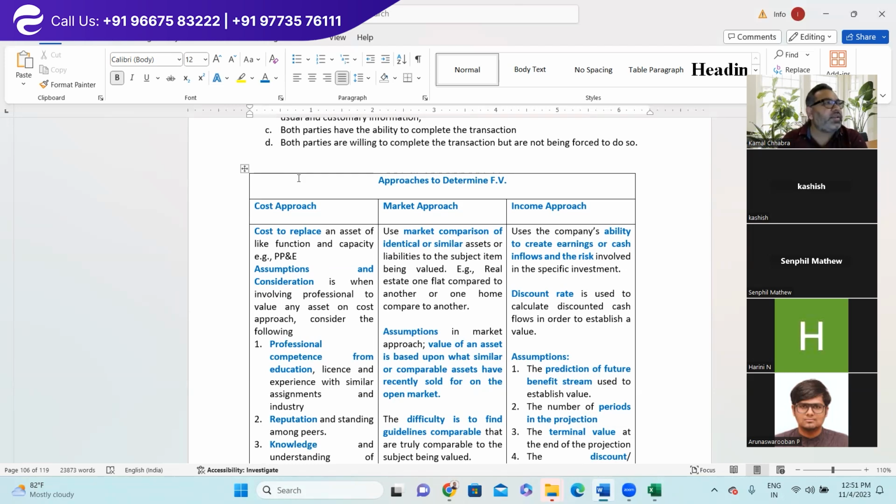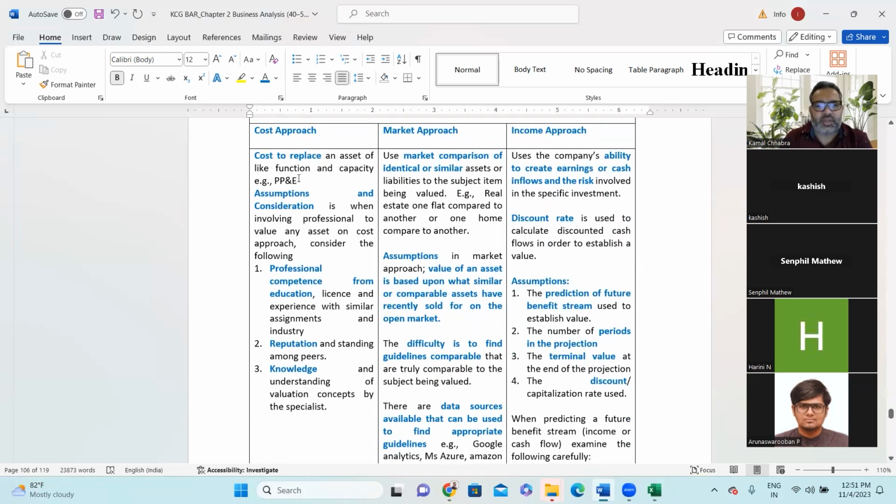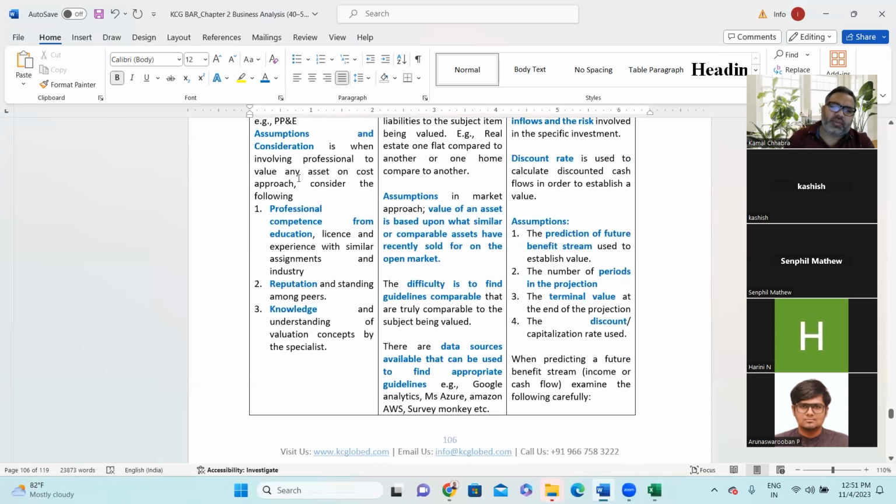That means if any asset you are foregoing, what will be the amount you need to incur to purchase the similar or identical asset, right? So what are the assumptions you need to keep in mind here when you are using cost approach? First one is assumption and consideration when involving a professional to value any asset on the cost approach. Consider the following. First one is professional competency from education, license and experience with similar assignment and industry. The person who is doing fair valuation must have a professional competency.